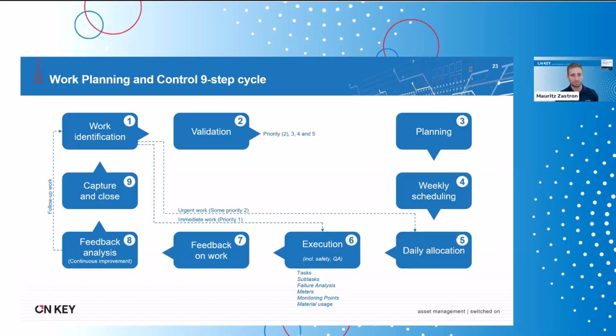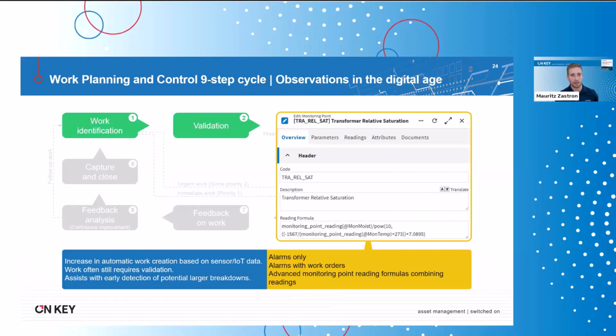Thanks, Stefan. Next one. So what we're seeing nowadays is that a lot of condition-based work identification is done using IoT sensors. This is especially useful in detecting potential failures before they happen. However, since sensor data is sometimes unreliable, Anki can first trigger alarms for someone to go and have a look, or the alarm can have a work order, which can then be prioritized and allocated to someone to go and validate a reading or readings that were captured.